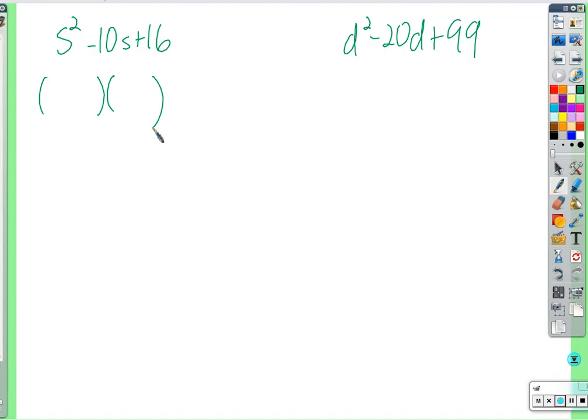This, what we're doing is called factoring, okay? And there's things along our path of learning algebra that I really want to impress on you as being very, very important.